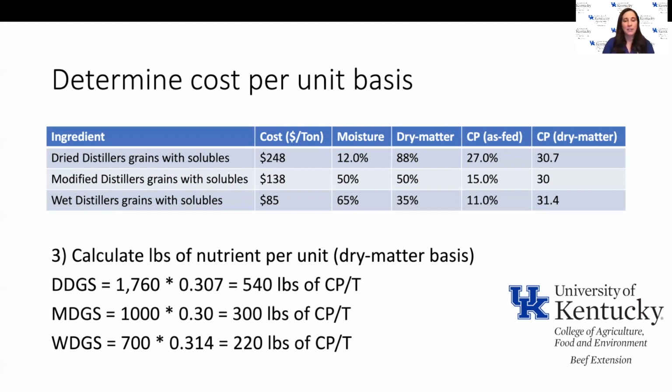You can see that for modified, we get 300 pounds of crude protein. And for wet distillers grains, we get 220 pounds of crude protein on a dry matter basis per ton of the product that we're purchasing.